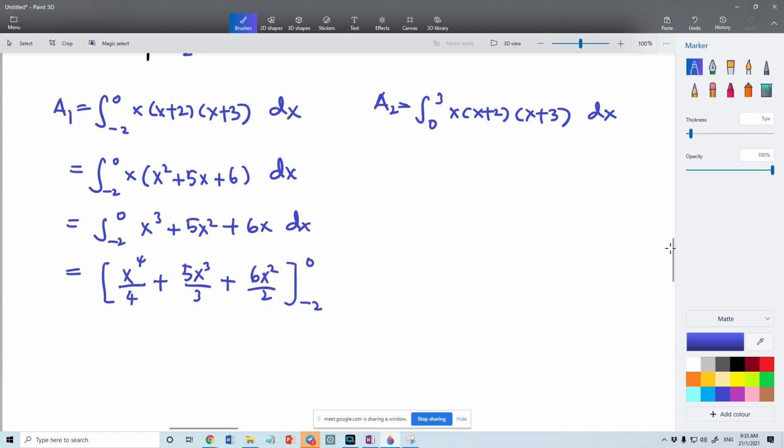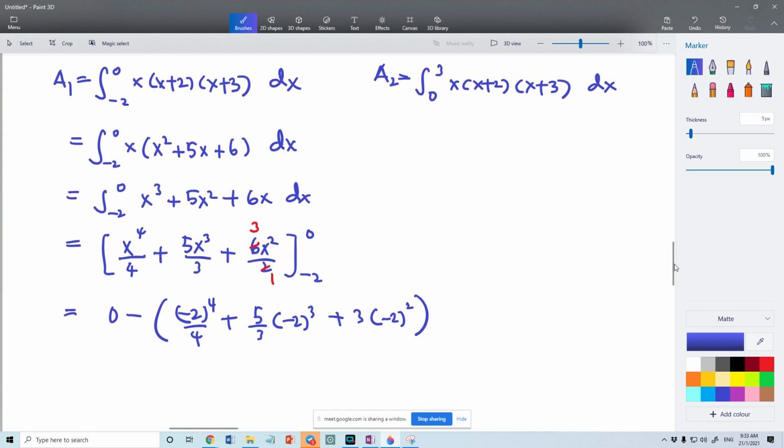Now you program your calculator. When you put 0, the entire thing will be 0, minus. This is the easy one. Before we proceed, I think this can cancel and simplify to become 3, so better you put 3. The second thing is to put negative 2. So negative 2 power of 4 divided by 4, plus 5 over 3 times negative 2 power of 3, plus 3 times negative 2 squared, close bracket.